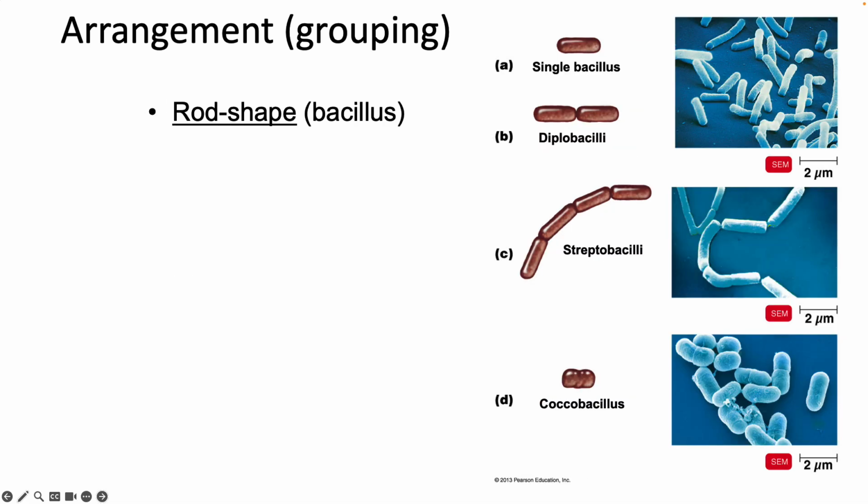With the rod-shaped cells, the arrangement is not quite as interesting. You can have a single cell, you can have 2, you can have them chained together as a streptobacillus, and then you have what's called a coccobacillus, and we saw that on the slide a few slides back, where they're technically rod-shaped, but they're not really long. They're short rods that look sort of halfway in between a coccus and a bacillus, and so we call that coccobacillus.